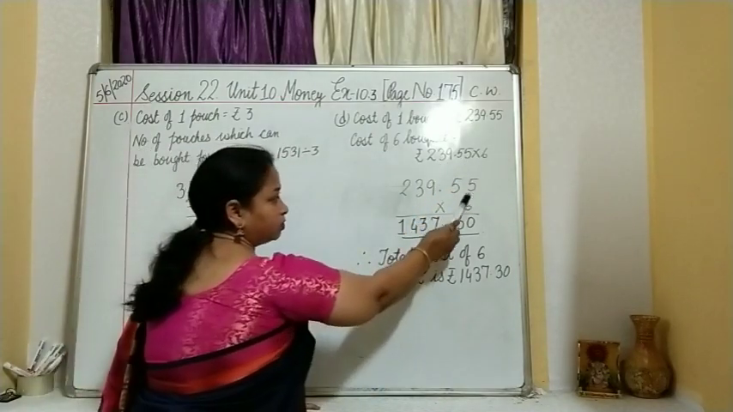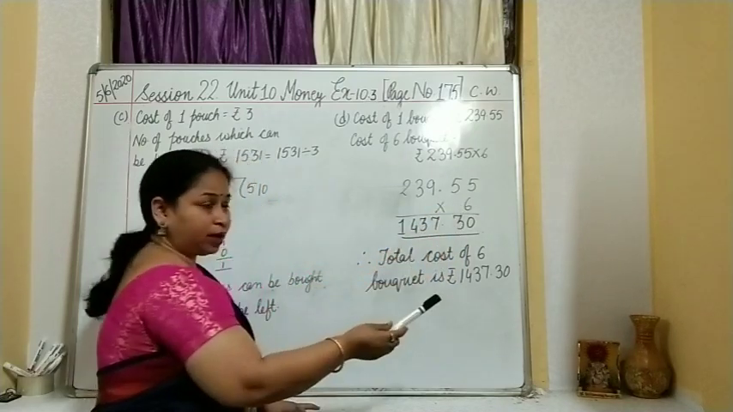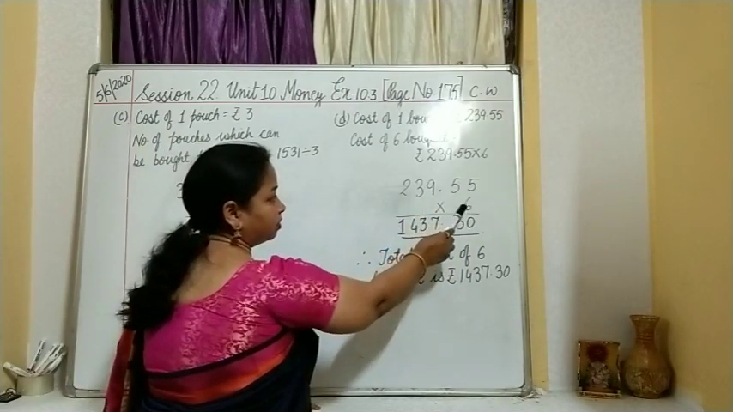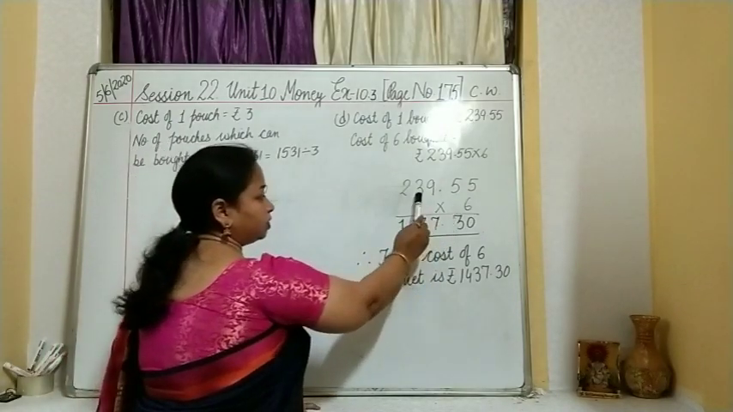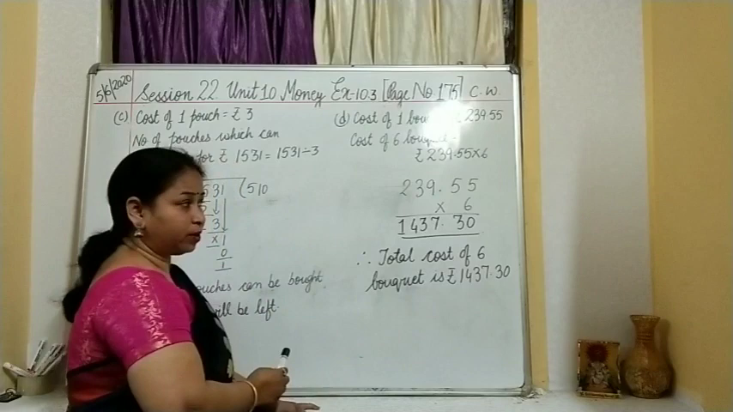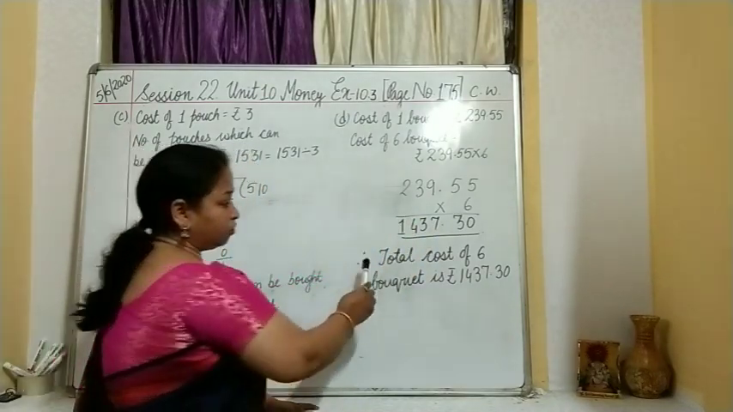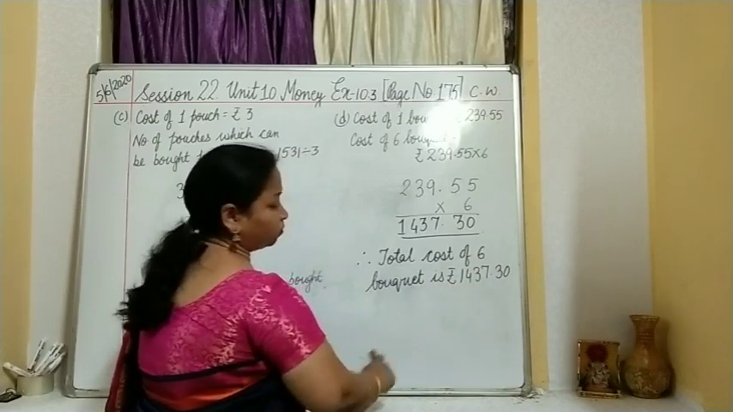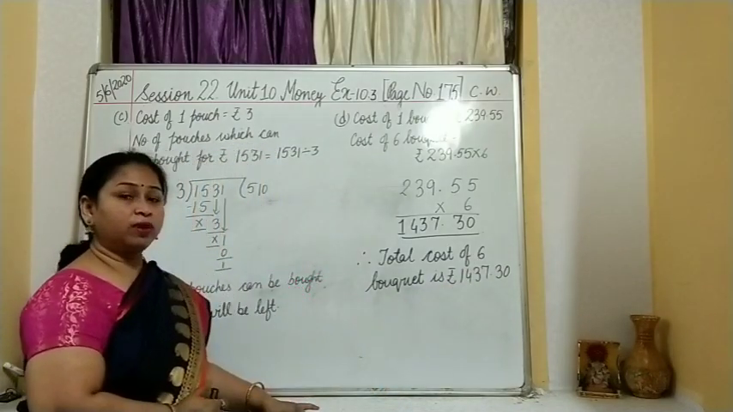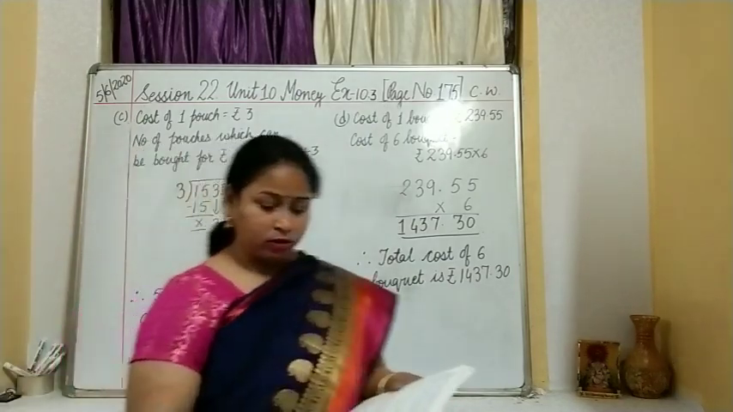Multiply it. 6 5s are 30. 6 5s are 30 plus 3, 33. 3 carry. 6 9s are 54 plus 3, 57. 5 carry. 6 3s are 18. 18 plus 5, 23. 6 2s are 12 plus 2, 14. Okay. Therefore, total cost of 6 bouquets will be rupees 1437 and 30 paise. Okay, children.